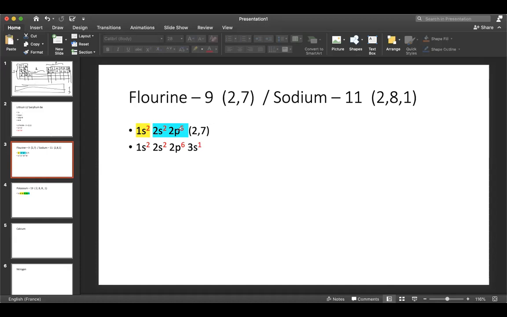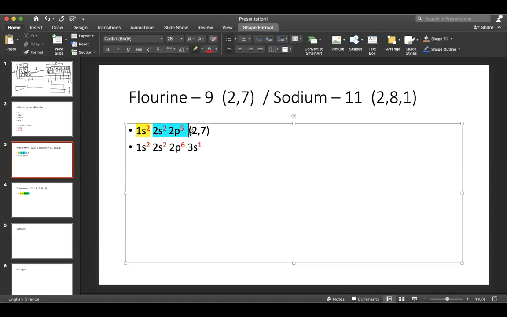The s occupies 2 maximum. The p occupies 6 maximum. But we do not have 6 electrons for the fluorine atom. We only have 5, so it's going to occupy 5. Therefore the electron configuration will be 1s2, 2s2, 2p5, which is the same as the Zambian one that you learned, maybe in grade 12. Is it clear?